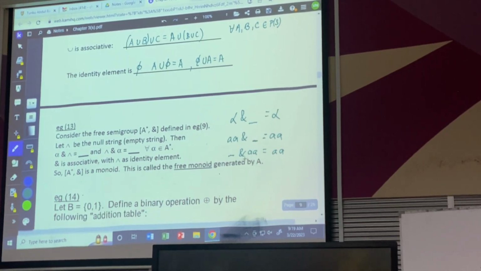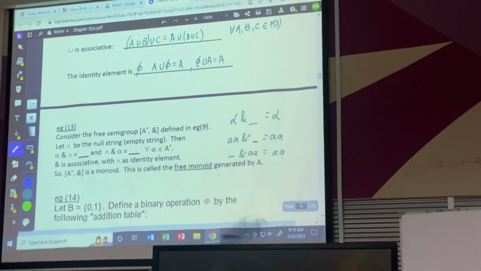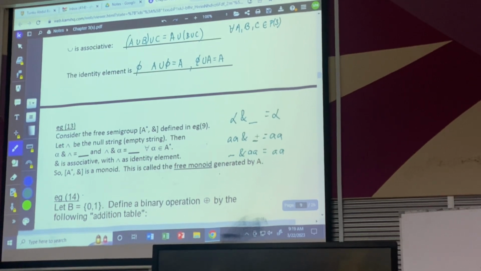Who can give the answer? What string? Empty string. Empty string means, what is the term we call? Null string. Yeah, it's the null string, right? Okay, so when you have AA, you join with a null string, you will get back AA. So the symbol we use for a null string is this. So don't confuse it with N. This is the symbol for the null string.